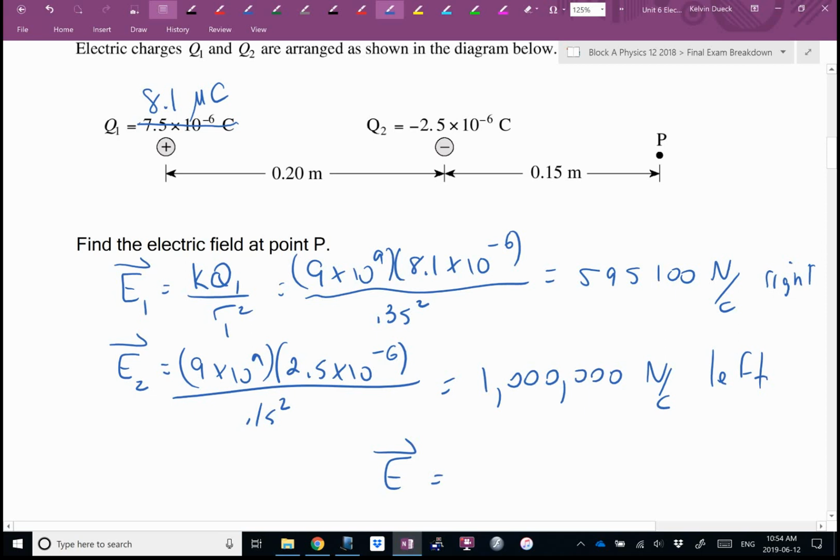Oh, typing, Mr. Dueck. 404,500. Now give it to me to 3 sig figs. In scientific notation, 4.5 times 10 to the, units, direction.